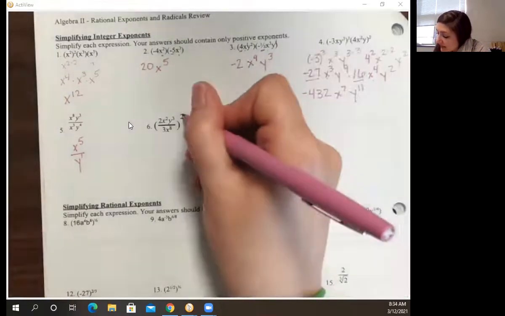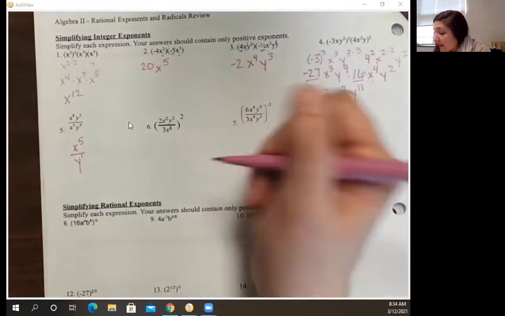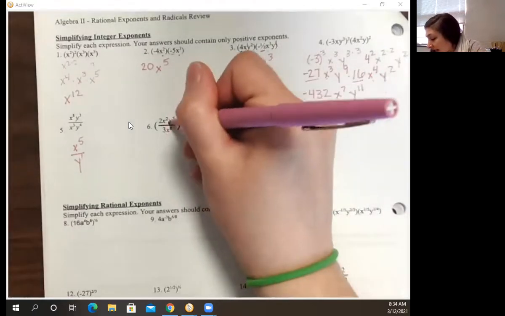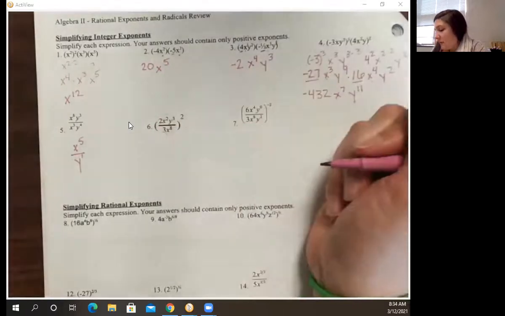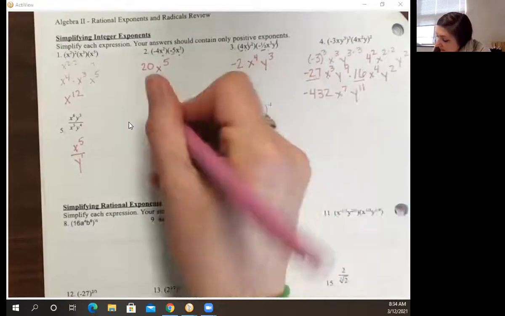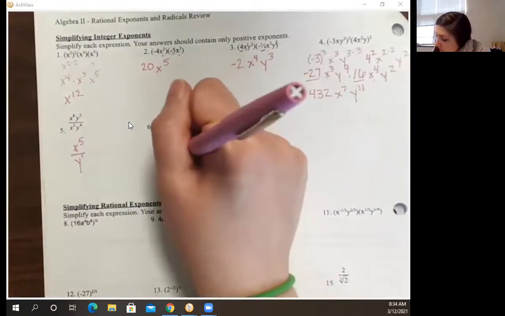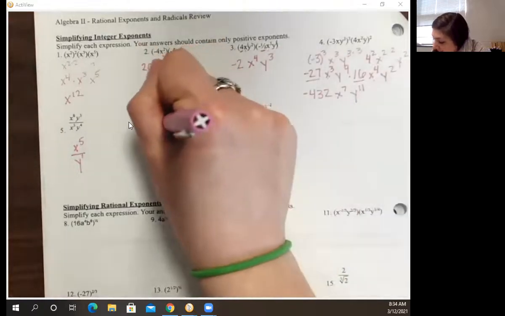For number 6, I again have an exponent outside of parentheses. So I'm going to distribute that in. If you wanted to, you could reduce these x's first. So I'll go ahead and actually do that. That might make some of my later work a little easier. Remember, when I'm dividing, subtract those exponents. So 8 minus 2 would be 6. So on the bottom, I've got x to the 6th.